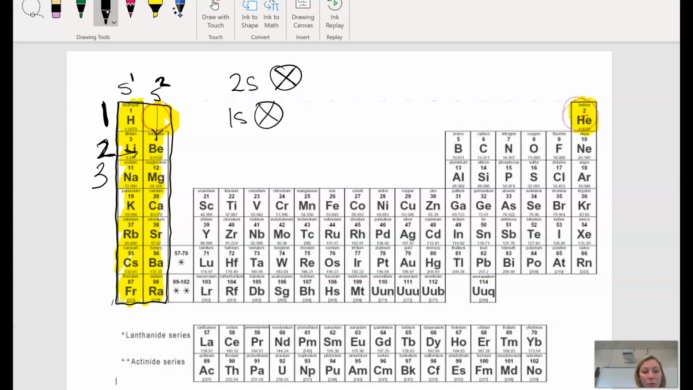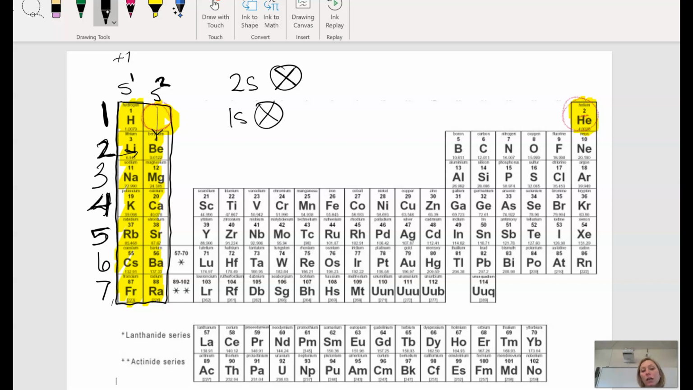Sodium will end in a 3s1, magnesium will end in a 3s2. Potassium a 4s1, calcium a 4s2. Note that hydrogen, lithium, sodium, potassium, rubidium all lose 1 electron. Their overall charge would be a +1 from the loss of that 1 electron. And so this is just giving us a little bit of an insight into why they behave that way.